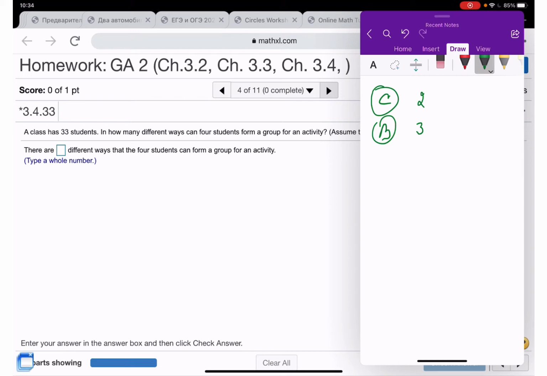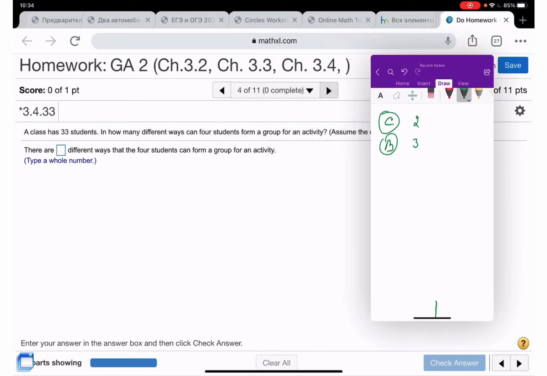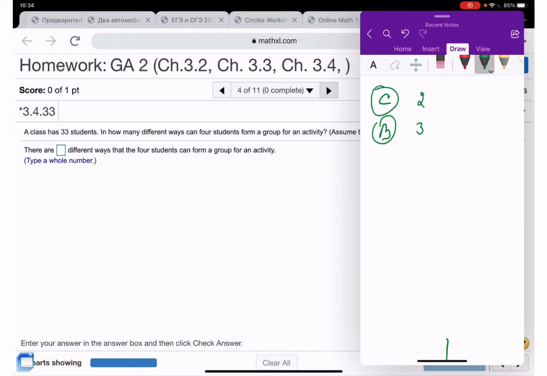Okay, a class has 33 students. In how many ways can 4 students from a group form a group for an activity? Assume the order of the students is not important. Let me check. That's right. So if order is not important, we can use combination. Different combination versus permutation: you calculate based on whether order is important. If order is important, you choose permutation. If order is not important, you use combination. Since the order is not important, we choose combination. We have 4 students, and we choose out of 33.